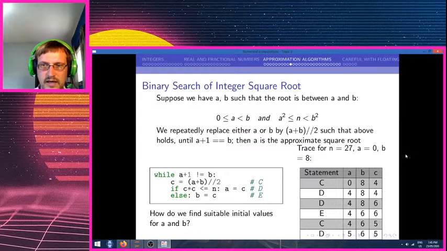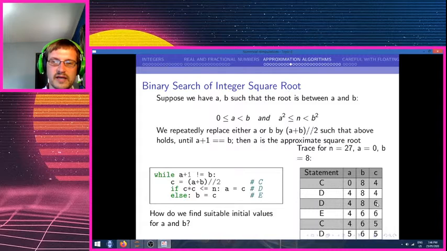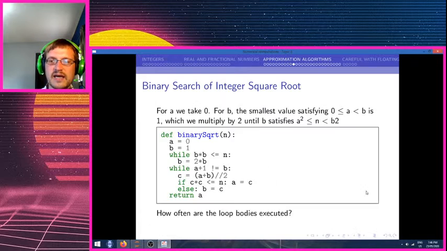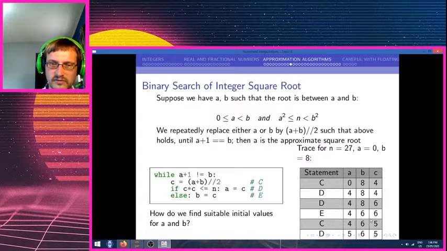So for 27, if we have a at 0 and b at 8, what would the evaluation be? If c times c is less than n, then we set a equal to c. So c times c is 16 in this case, c being the midpoint, right? So that is less than n, so it gets applied to a. The midpoint should be 6, so 6 squared is greater than n, so it gets applied to b, and then 5 is the midpoint, so that gets applied to a, and then we're done because we've narrowed down the interval suitably.